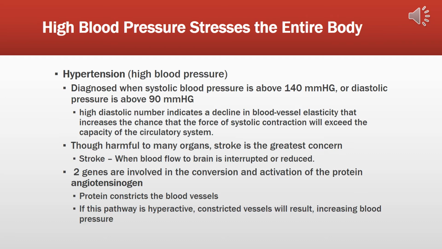Two genes are involved in the conversion and activation of the protein angiotensinogen, which is the protein that causes blood vessels to constrict. If this pathway of angiotensinogen is hyperactive, constricted vessels will result, and this will increase your blood pressure. So we do not want more angiotensinogen than what we need to function properly.